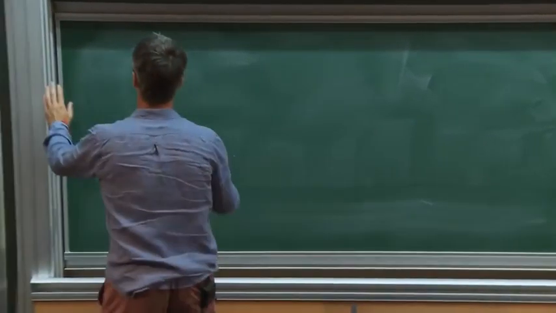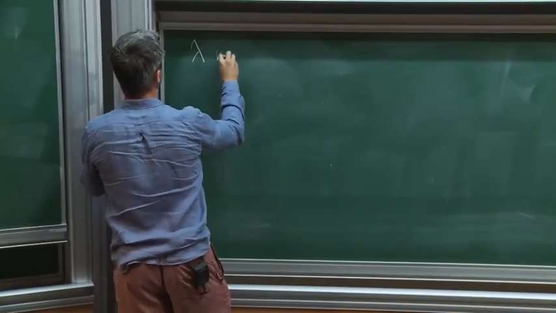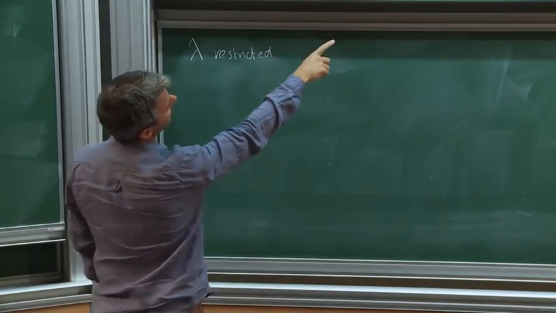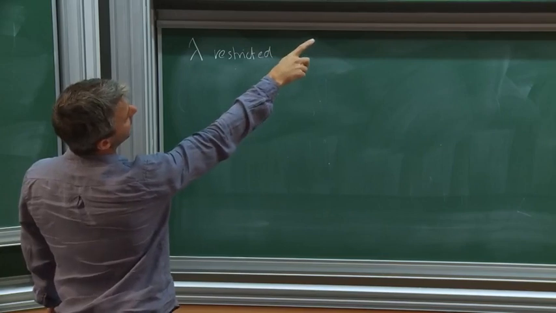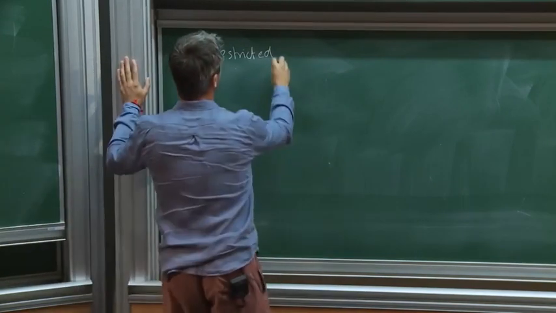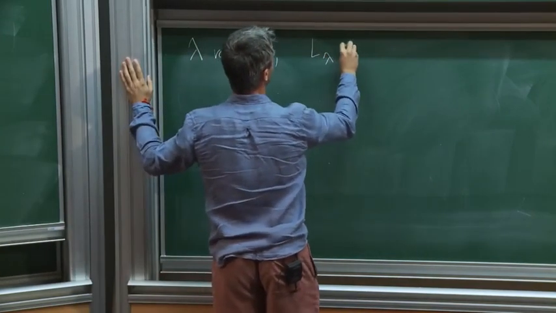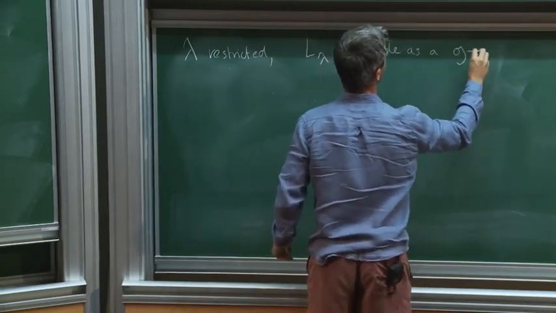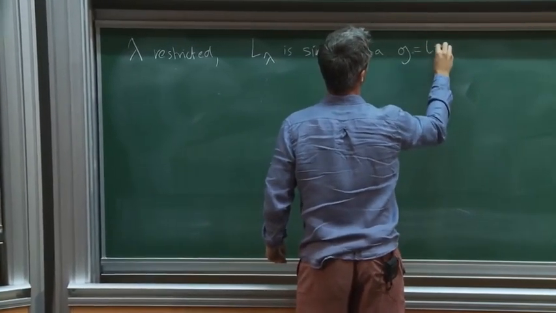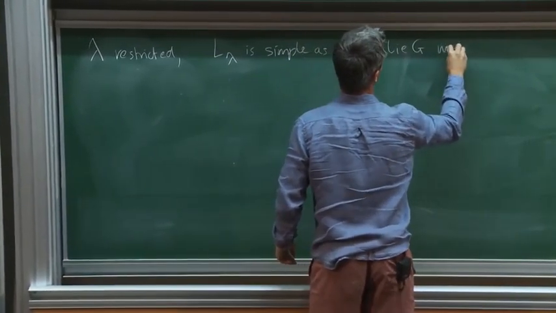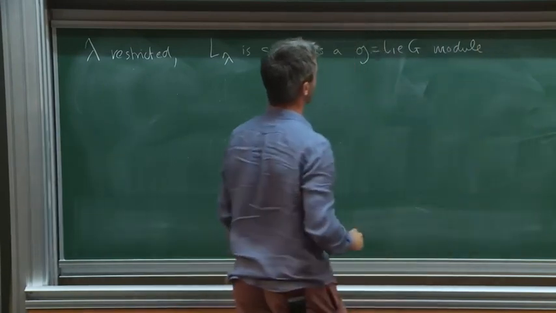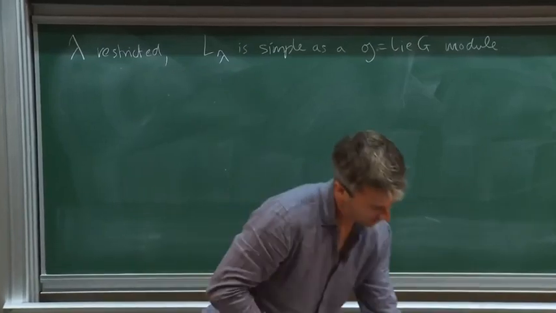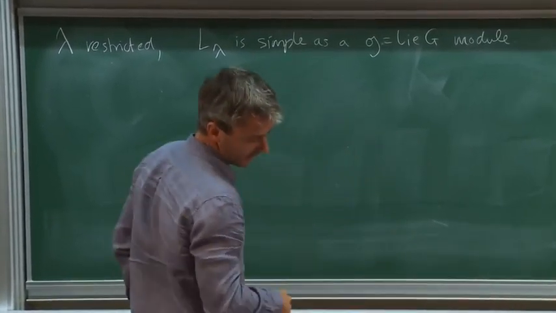So a basic fact is that if lambda is restricted, so the restricted weights in this example of SL2 are precisely 0 up to p minus 1, then L of lambda is simple as a G equals Lie G module. Okay, and somehow looking at modules for the Lie algebra is much simpler than looking at modules for the algebraic group.